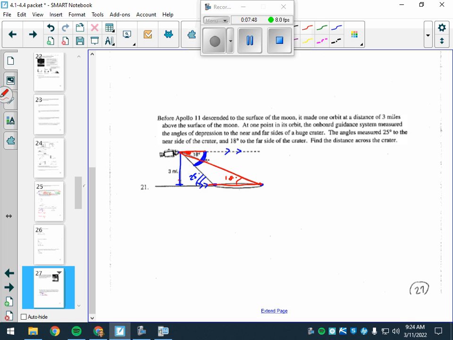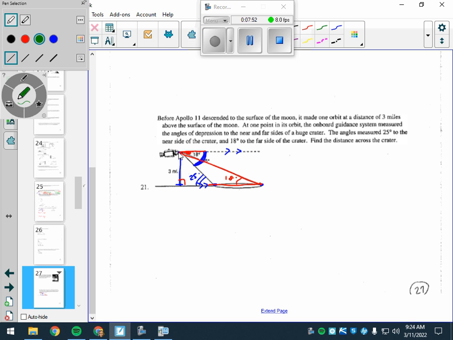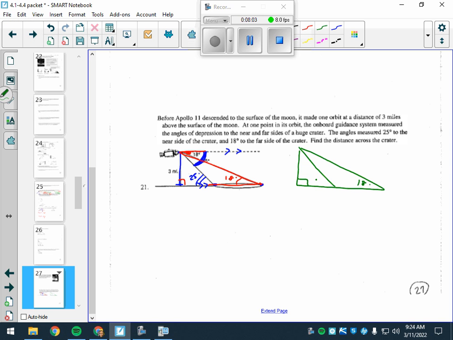Okay, so here we're going to assume that's a right angle. And so this then is similar to problems we've had before, where you've got two overlapping right triangles. This is 18 degrees. This is 25 degrees. We know this is 3. Let's call this x and this y. And what we really need is the distance across the crater. That's the y, but we can't get that without getting x first.